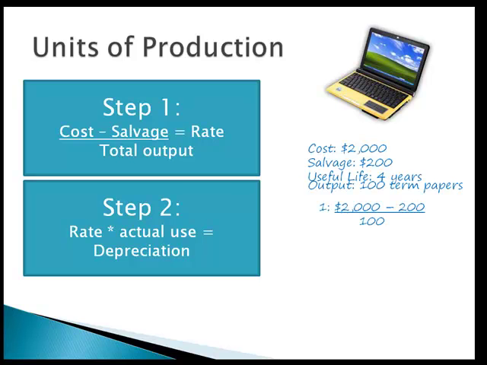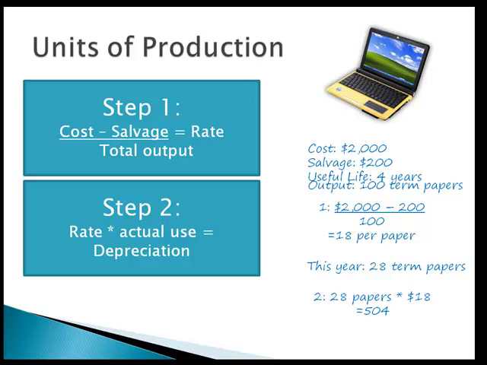We can take 2,000 minus 200, our cost minus our salvage. Again, you don't care about the life, now you care about total output. So 100 term papers. That means that we've got a rate of $18 per term paper. Okay, that's step one. We can do that right away. But step two, we'd have to wait till the end of year one. At the end of year one, let's say that we did 28 term papers. Okay, now we take our rate times 28 term papers to get a total depreciation amount of $504.